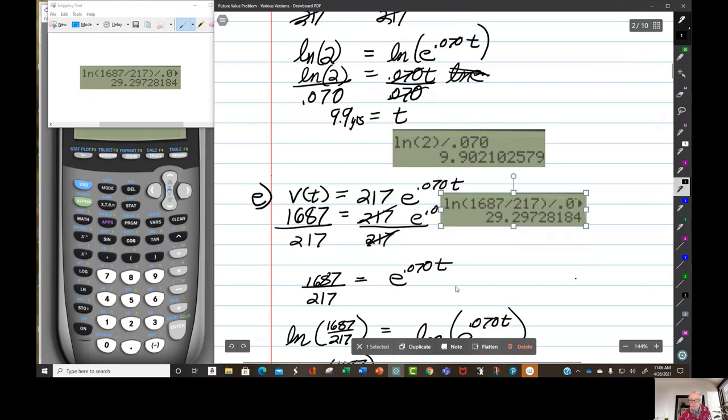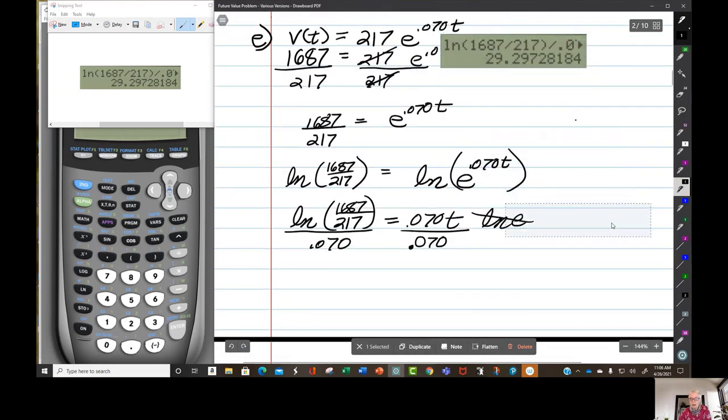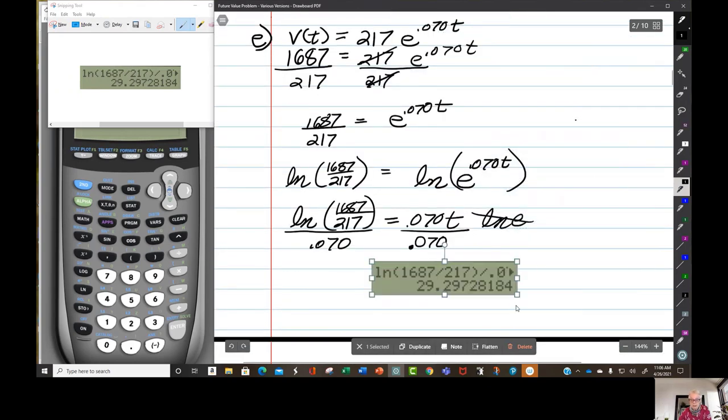I'm going to have to write out the... it cut off. Okay, so I'm going to save. And then I'm going to write 0.070. Right, so we have the ln of 1687 divided by 217. That's the ln, and then divided by 0.070 gives us 29.2972814, and it goes on from there.